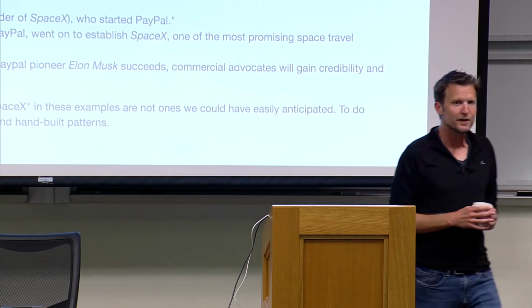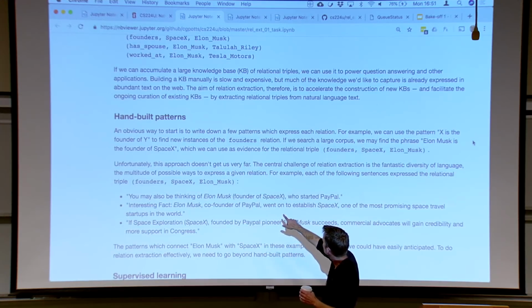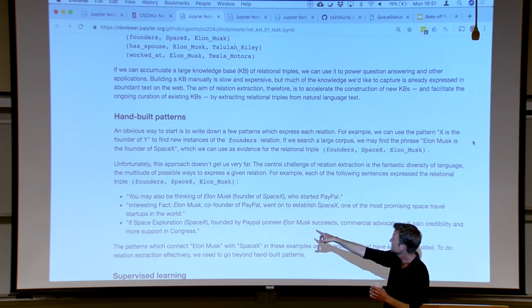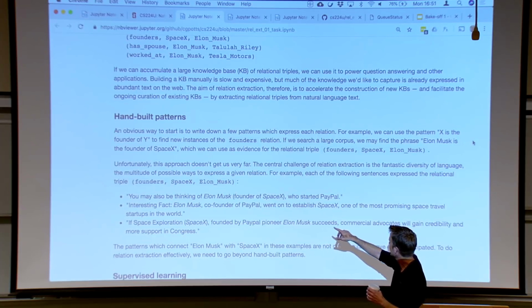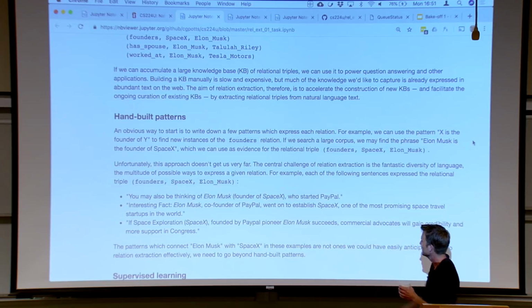But this doesn't get us very far. And the fundamental reason it doesn't get us very far is that language is incredibly varied. There's just a million different ways to say the same thing. So look at examples like these. You may also be thinking of Elon Musk (founder of SpaceX), who started PayPal. Interesting fact: Elon Musk, co-founder of PayPal, went on to establish SpaceX. Or: if space exploration (SpaceX, founded by PayPal pioneer Elon Musk) succeeds, blah, blah, blah.